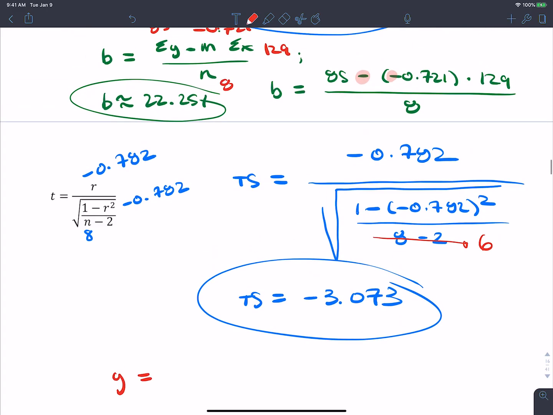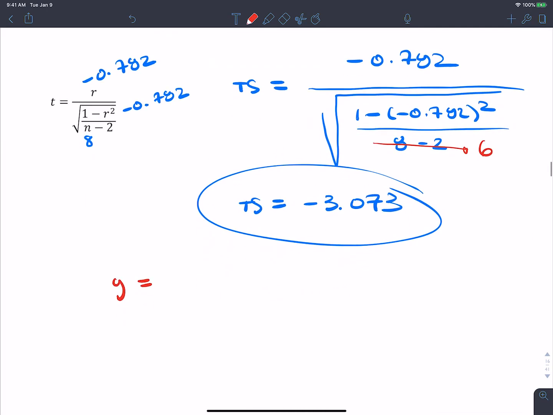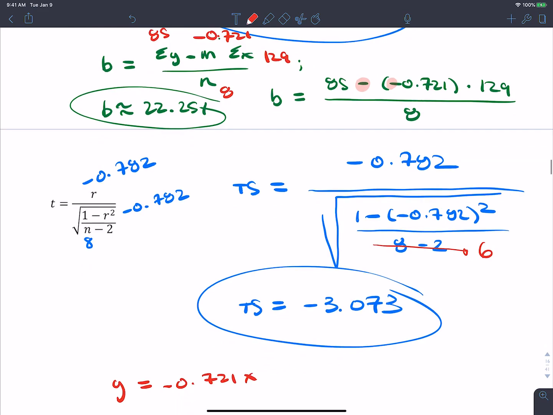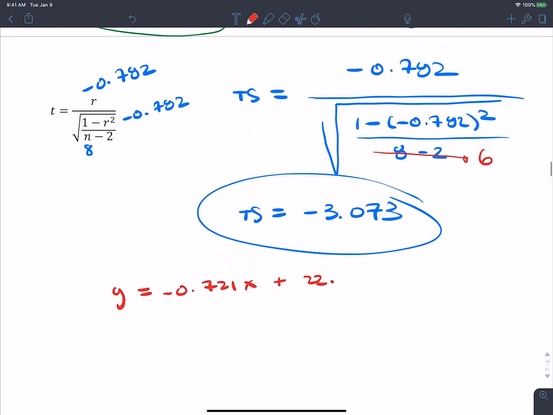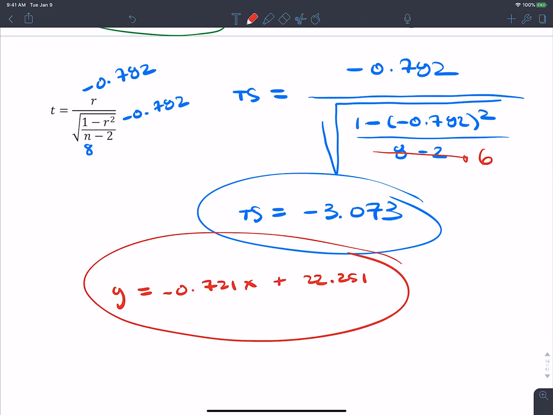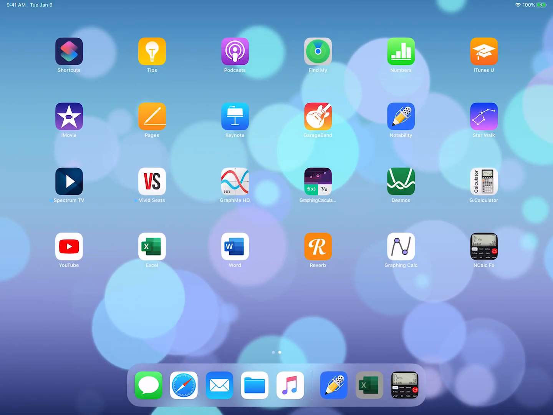Y equals, my slope is negative 0.721 times the variable x plus 22.251. So here is the regression line, or the best fit line. And if you wanted, go back and write it here.